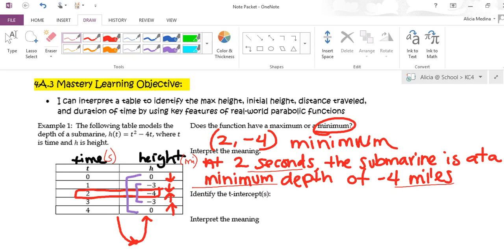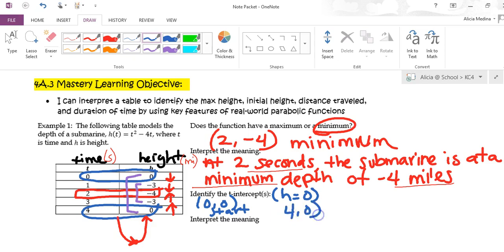The next thing says to identify the t-intercepts. So t-intercept is whenever h is equal to 0. Right? Well, where does h equal to 0? I see 1 point right here. So that's going to be at 0, 0. This is also our start. And then the other point where I see h is equal to 0 is this point right here of 4, 0. So this is going to be our stopping point.